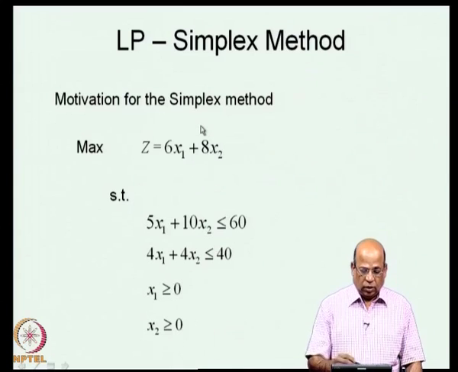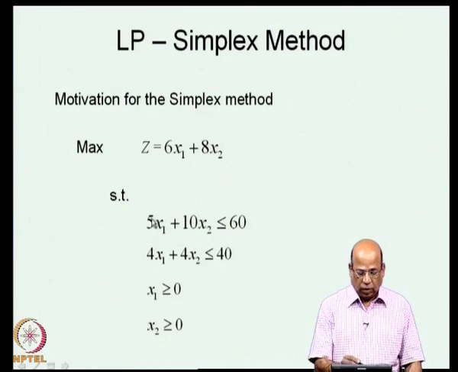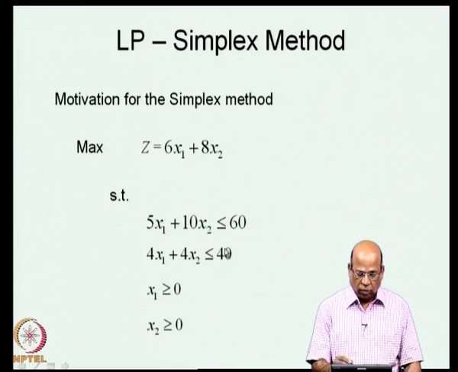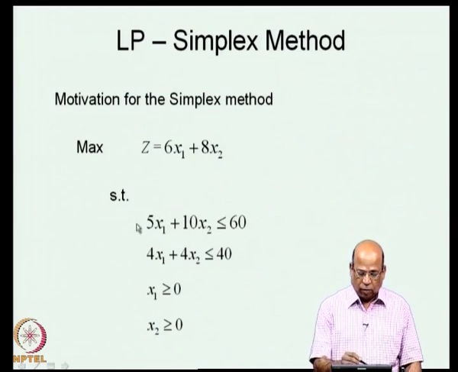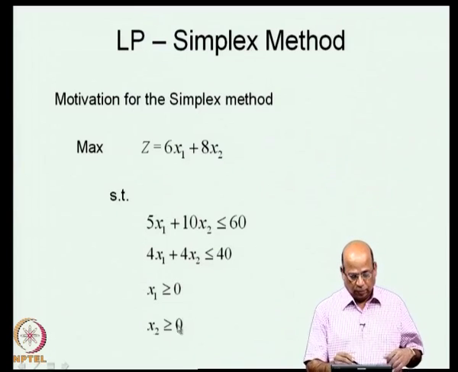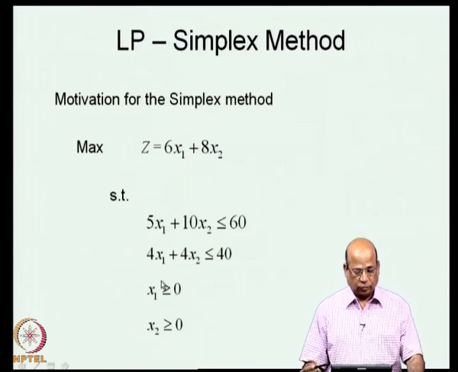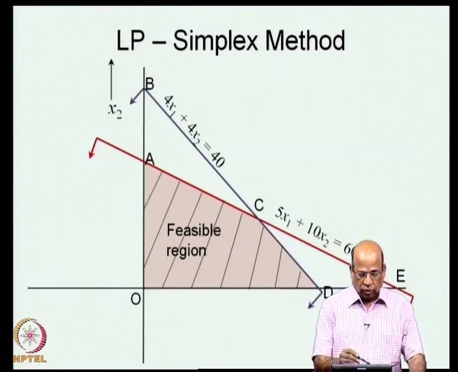So, what do we do in the graphical method of solution? First, we identify a feasible region associated with these two constraints, which means we first take 5x1 plus 10x2 equal to 60, draw a line corresponding to that. Similarly, 4x1 plus 4x2 equal to 40, draw a line corresponding to that, and because we are in the first quadrant, we will then identify the feasible region formed by these two constraints along with the non-negativity conditions. So, this is what we do.